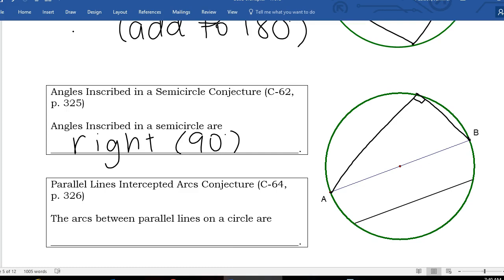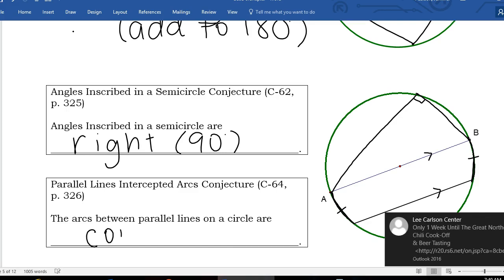And the bottom one says the arcs between parallel lines on a circle are blank. So I have a parallel line here and here. This one tells me that the piece of the arc here would be congruent to the arc right here. So I'm going to add some little congruent marks on those arcs right there. Between two lines, the arcs are congruent.